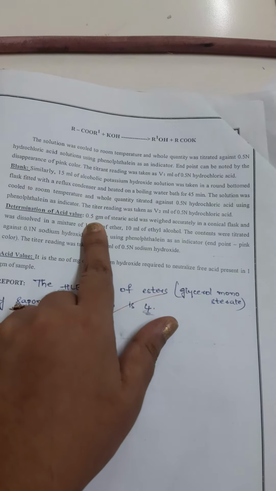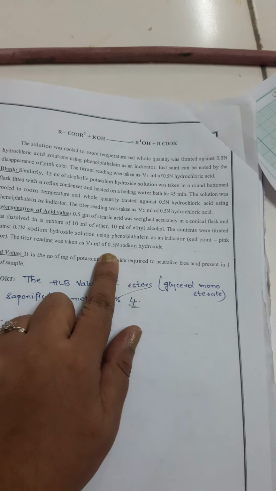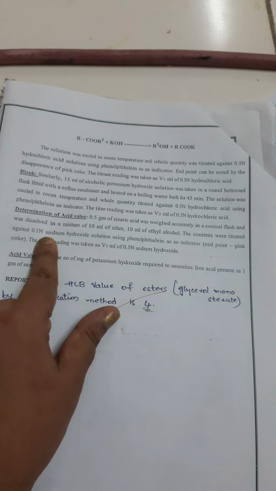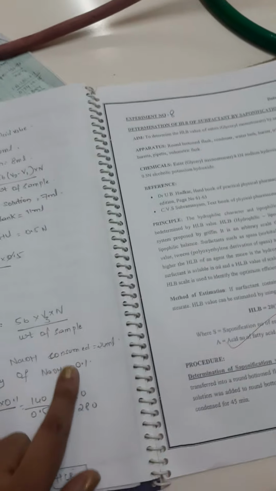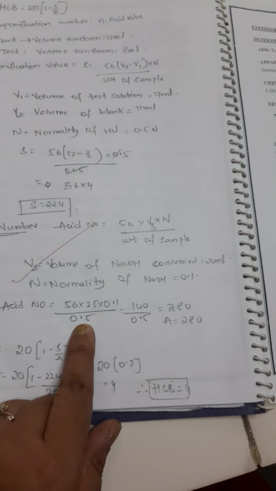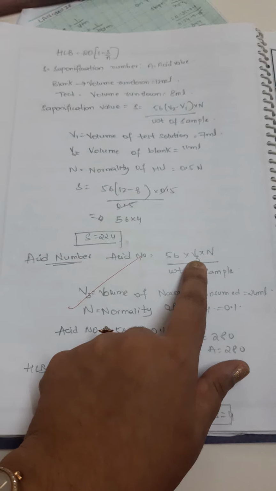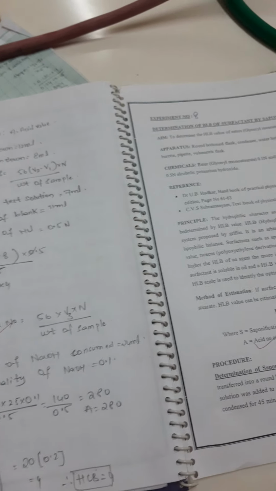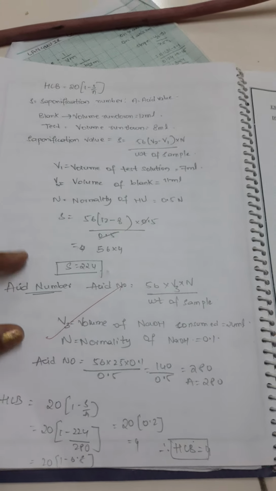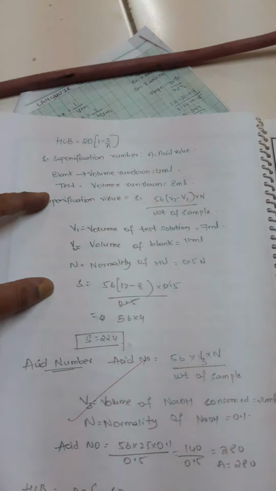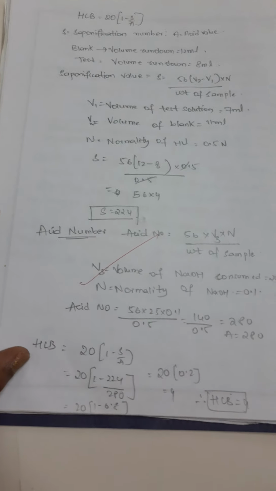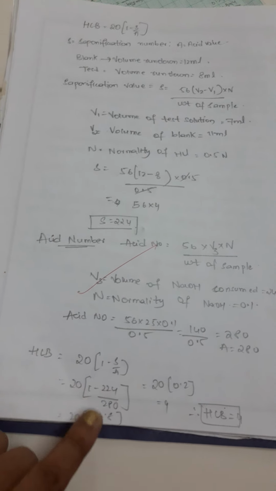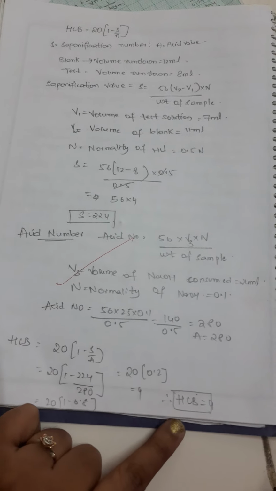We titrated with 0.1 normality sodium hydroxide, right? So the normality will be taken as 0.1 and the weight of the sample as 0.5. From this experiment we will get the volume consumed, that we write as V3. So now you will be getting the acid value as well as the saponification value. Now you will be substituting in 20 into 1 minus S by A. So you will be getting the HLB value of glyceryl monostearate, which will be 4.